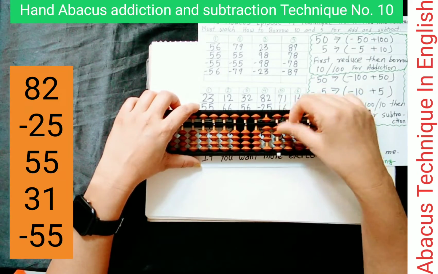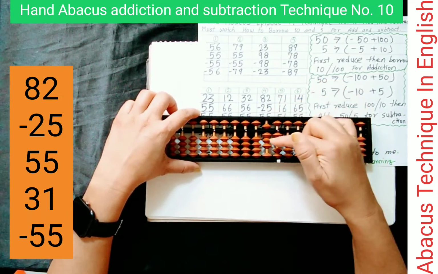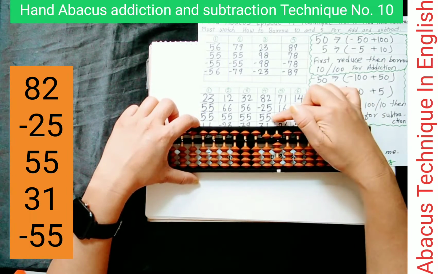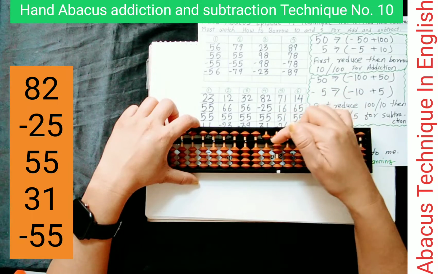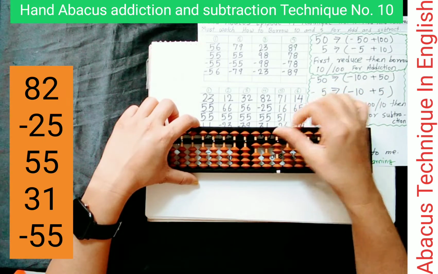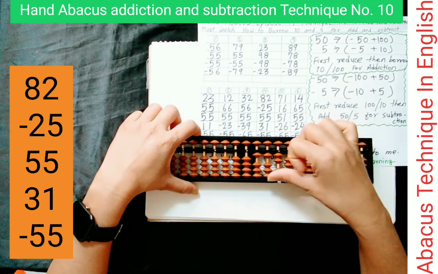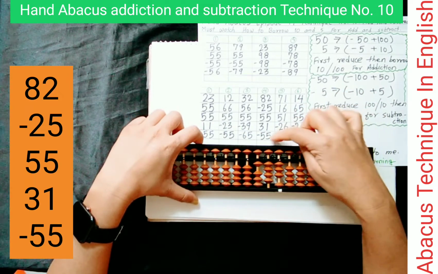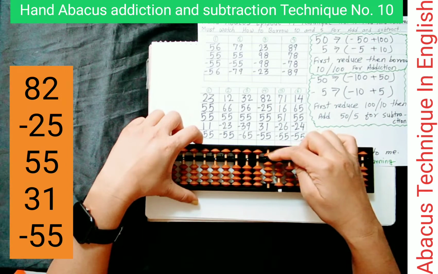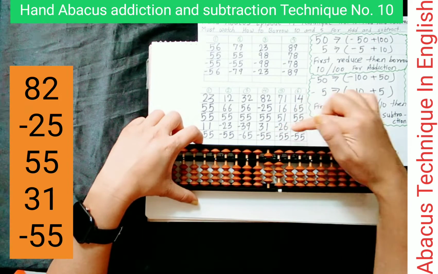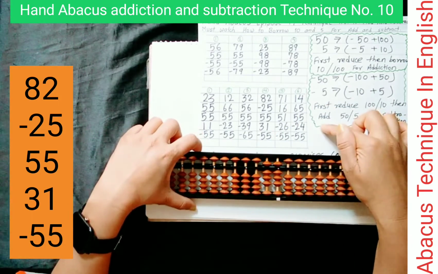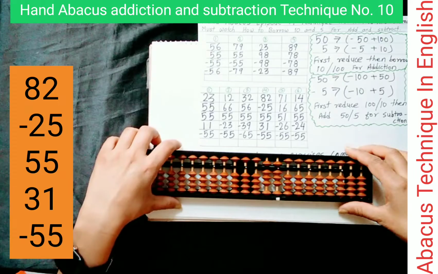First 82 and reduce 25. This is 20, and for 5 reduce 10, add 5. Add 55, reduce 50, add 100 for 50, and for 5 reduce 5, add 10. 31, this is 30 and this is 1. Reduce 55, so reduce 100, add 50 to reduce 50, and to reduce 5, reduce 10, add 5, and your answer is 88.